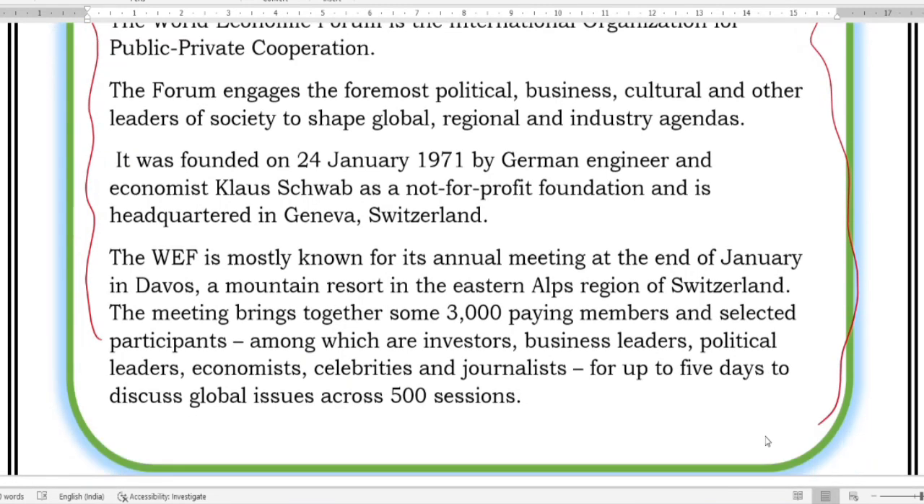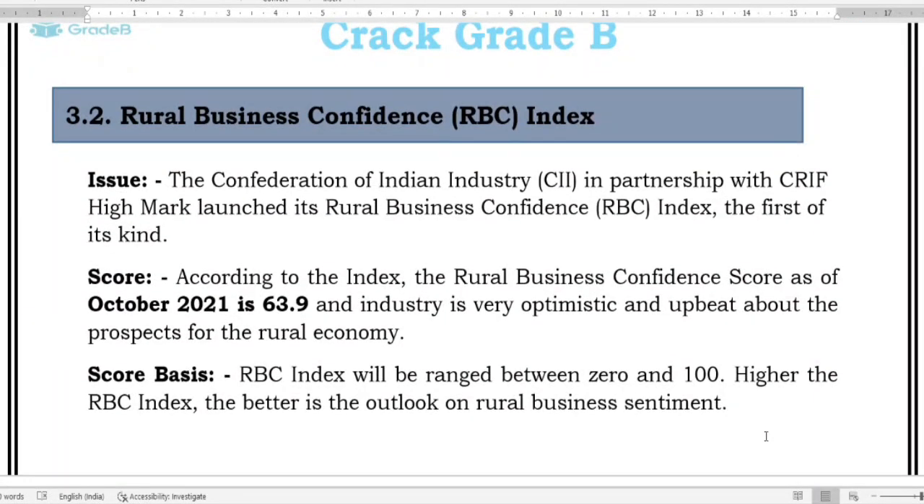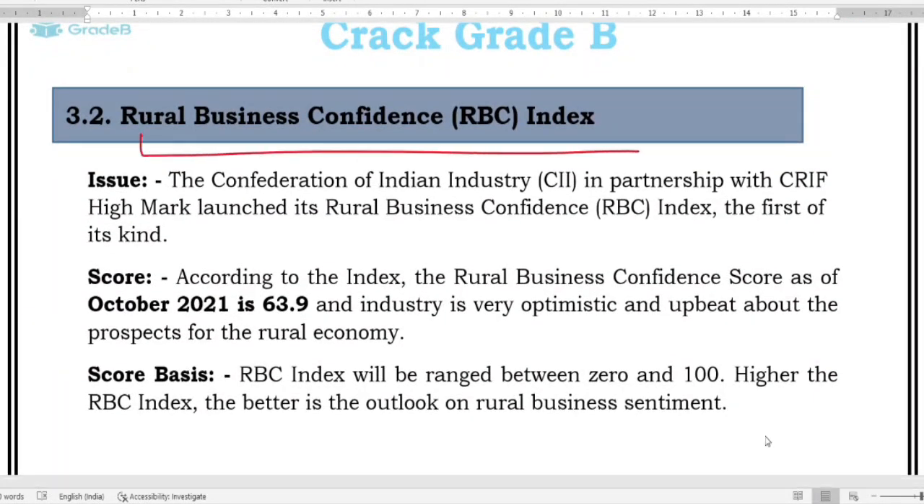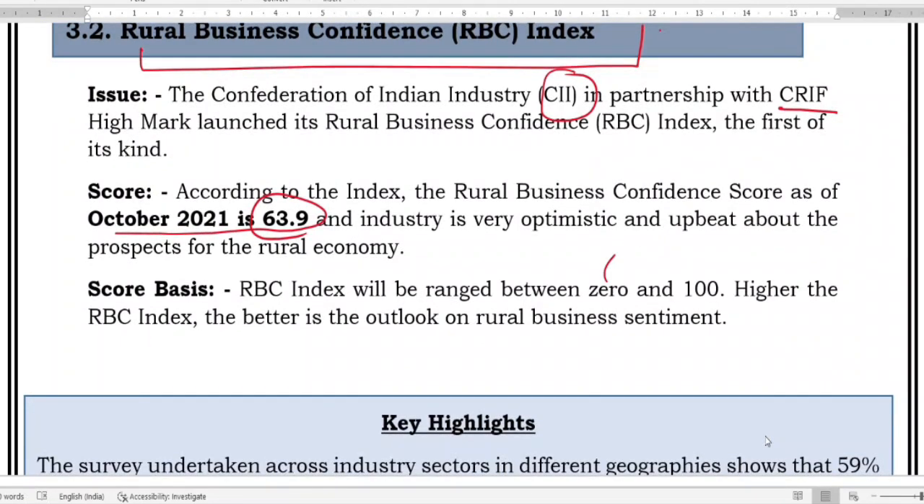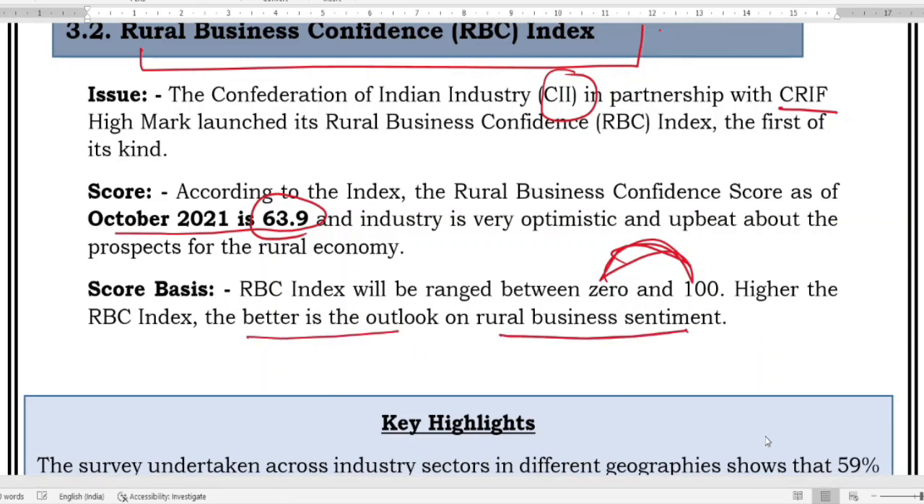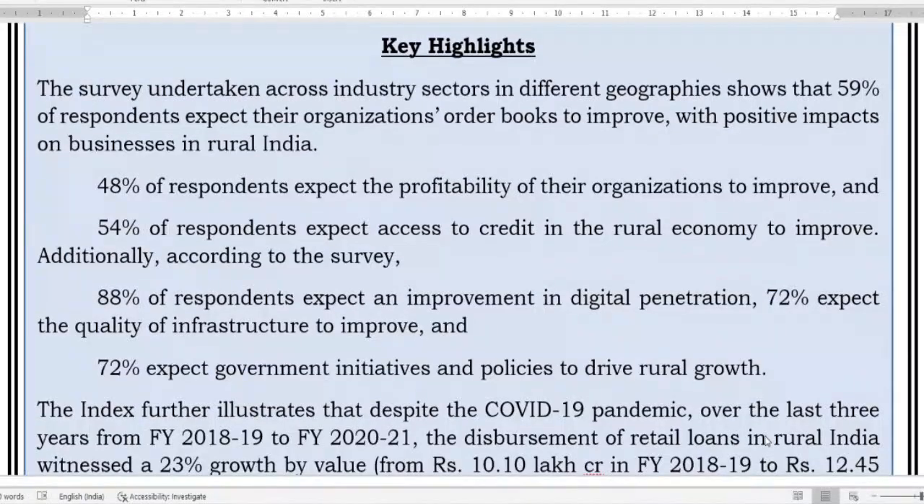So let's move forward to the next, Rural Business Confidence Index. Who does this? It was done with CRIF. Highmark launched its Rural Business Confidence Index, and this was done in partnership with the Confederation of Indian Industry (CII). Okay, this is first of its kind, so this is very important. According to the index, the rural business confidence score as of October 2021 is 63.9. What is the basis of this score? The score is between 0 to 100. The higher the index, the better is the outlook on business sentiment, right? So this is about business sentiment.